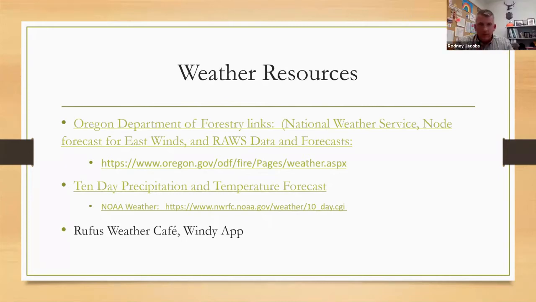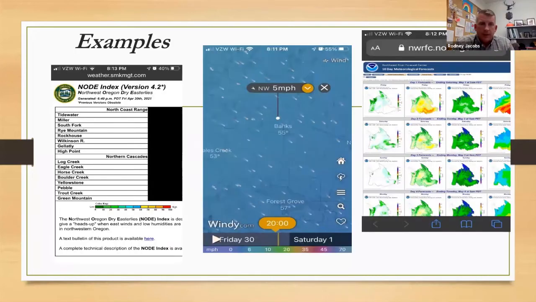Yeah, so I think we have another picture of it on the next slide. Maybe we could bounce back and forth a little bit here, Julie. Yeah, if we go to the next slide, we'll talk about it. So the NODE stands for Northwest Oregon Dry Easterlies. Just in Northwest Oregon here, we get east winds that come out of the gorge and go all the way over to Seaside, Astoria, Tillamook.